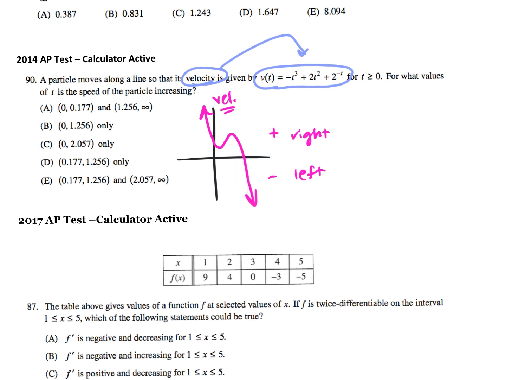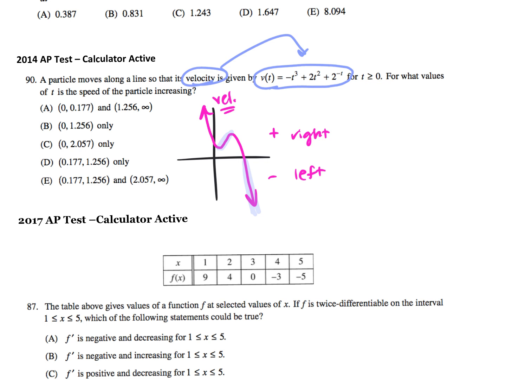Real fast. They asked, where is the particle speeding up? Talk to me about what my velocity is doing here. Slowing down. What's it doing here? Okay, so I like this region. Bear with me. What's it doing here? Slowing down to 0. Then what's my velocity doing? Then it's speeding up. I agree. It's speeding up because my velocity keeps getting bigger, just in the negative direction. It just means it's speeding up to the left.